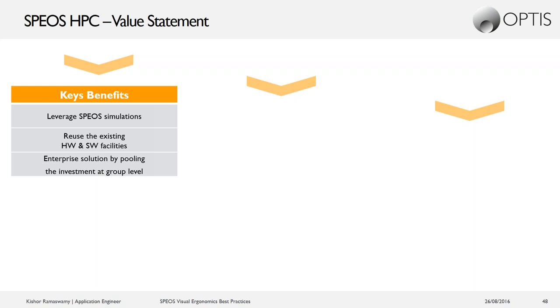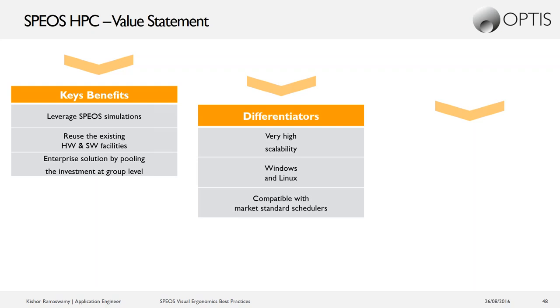So the key benefits of the HPC is you can use your existing hardware. So if you have an existing Linux HPC cluster, SPEOS now integrates with that cluster. It's very scalable, so from 10 machines to 100 to 500, the performance scales very well. We now support both Windows and Linux, whereas previously only Windows servers were supported. And it's compatible with most standard schedulers. So very little hardware or software changes need to be done in order to utilize the HPC model.